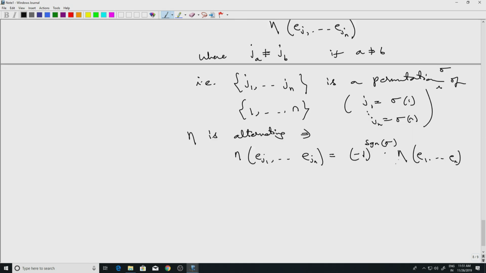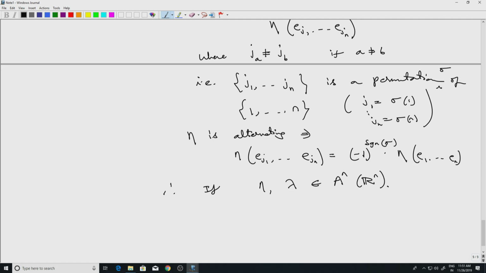And what we have seen is that each of these terms is essentially (-1) to the sign of sigma times eta of E1 up to En. So in other words, the conclusion is that if eta and lambda are two n-forms on Rn. Rn is not that important, but in this example we are working with Rn.